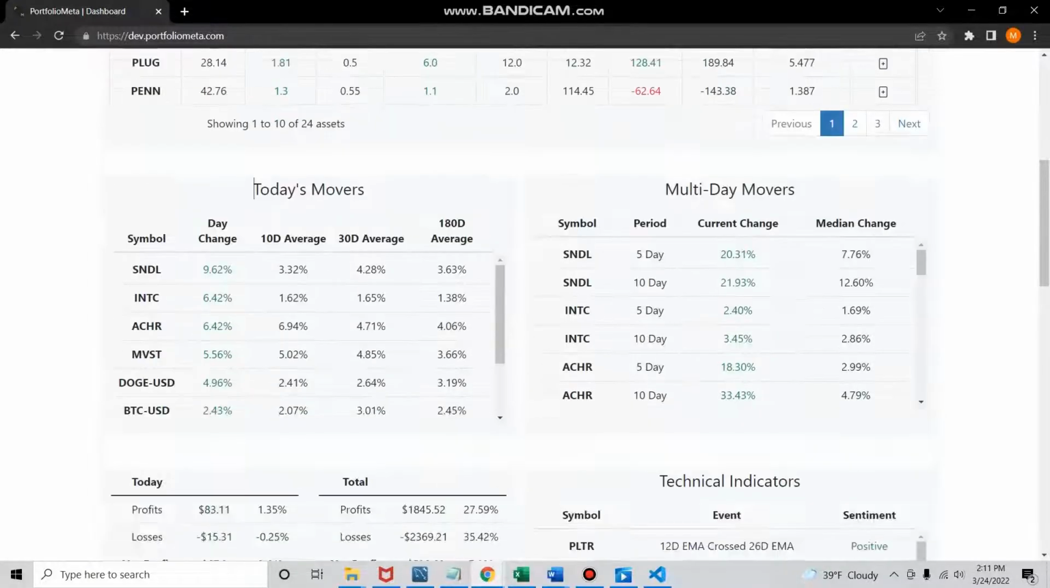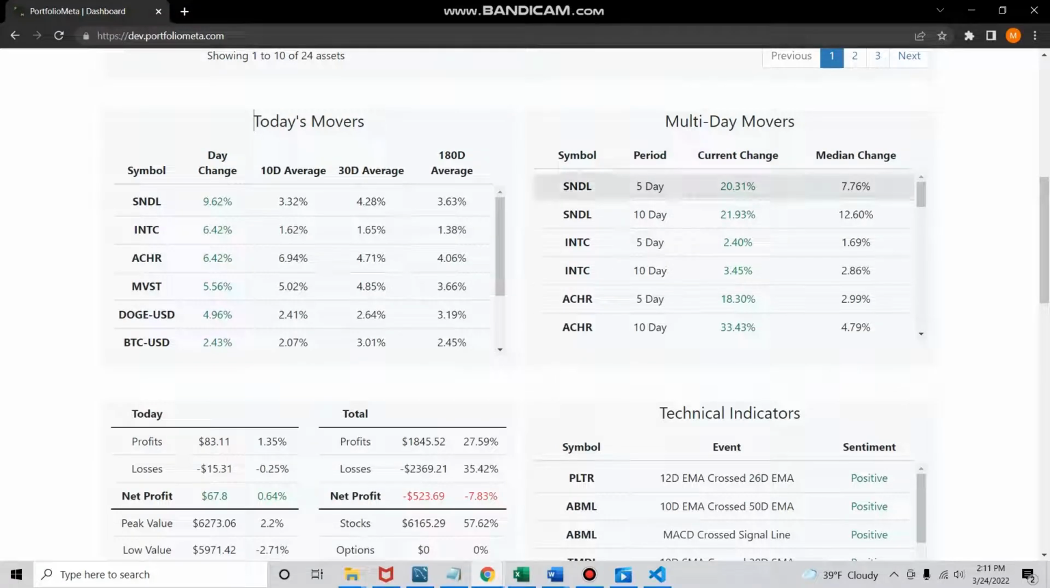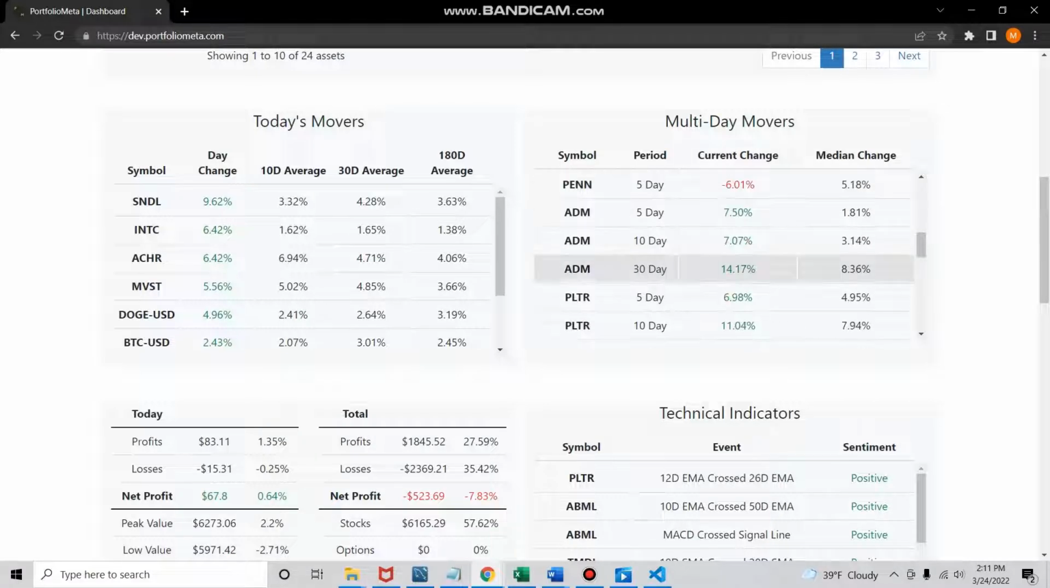And then over here, it's similar, but this shows multi-day movers. So this is a great way to keep track of what all of your positions are doing on a week-by-week or day-by-day basis. So, for example, right here it says that Sundial is up 20.31% in the last 5 days, and the median is only 7.76%. So that might be something to keep an eye on. And it looks at 5, 10, and 30-day periods for each of your positions.